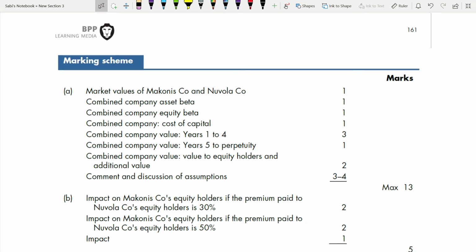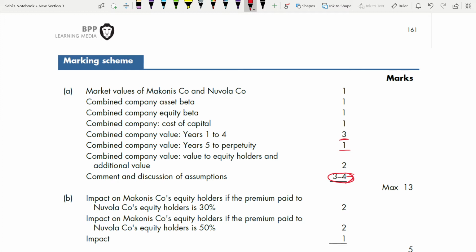13 marks. Combined company's asset beta 1 mark. Sorry, I missed the first point. To find the market value of Makoni and Nuvola is 1 mark, asset beta 1 mark, equity beta 1 mark, cost of capital 1 mark. That means each step you have to be correct to get that 1 mark. Combined company years 1 to 4, 3 marks. Year 5 to perpetuity is just 1 mark. Value to equity holders and additional value 2 marks. Comment and discussion of assumptions 3 to 4 marks.